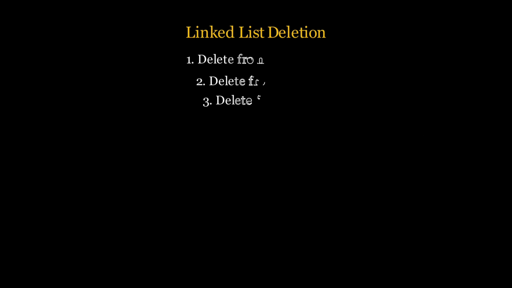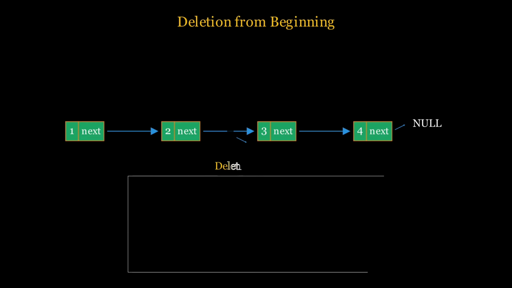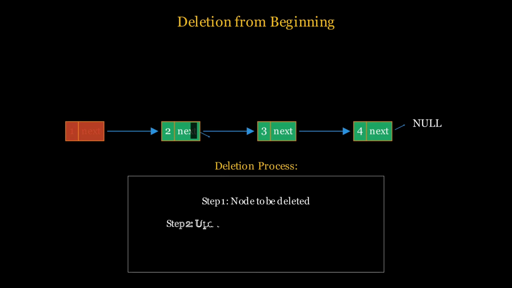Alright, now it's time for deletion of the nodes. We can either delete from the beginning or at the end, or even with a specified value. To delete the first node, first we have to mark the first node for deletion. Next, update the head pointer to point to the next node. And finally, remove the first node and free its memory.